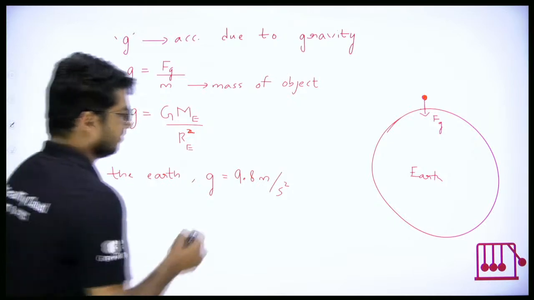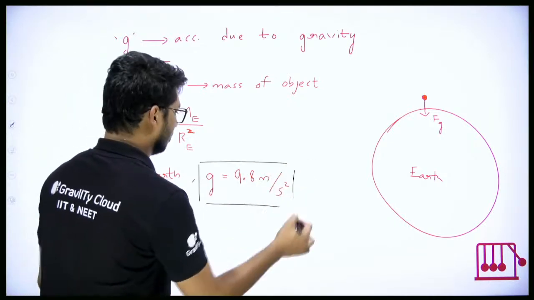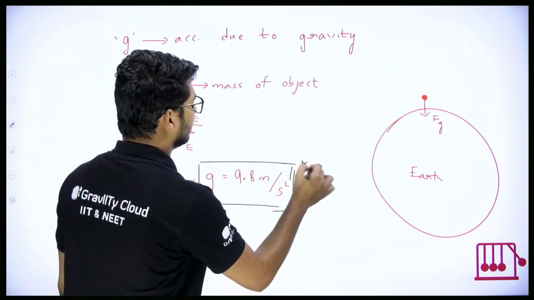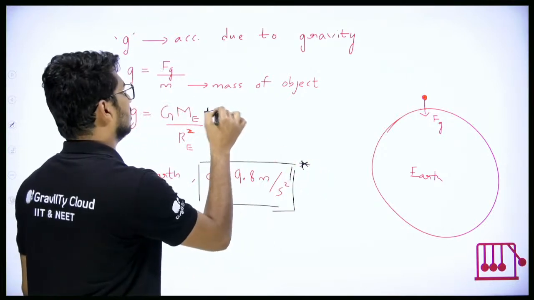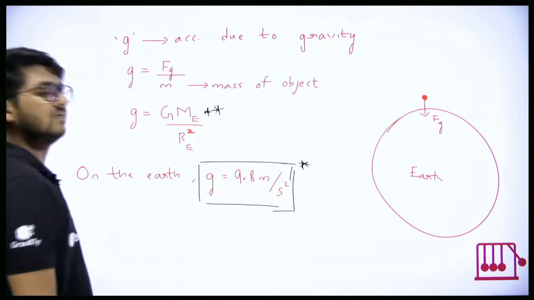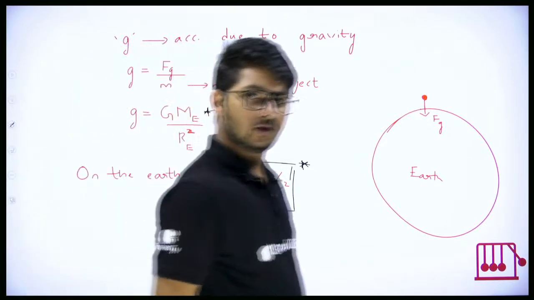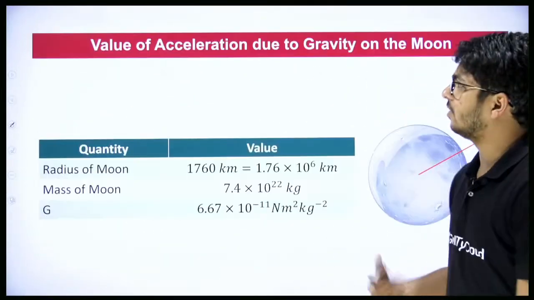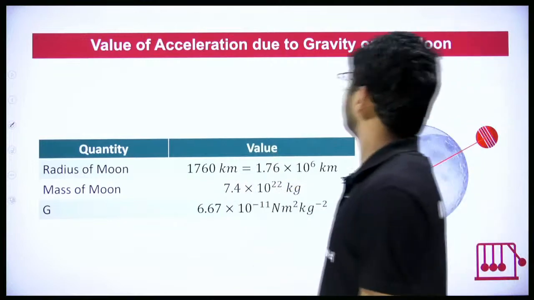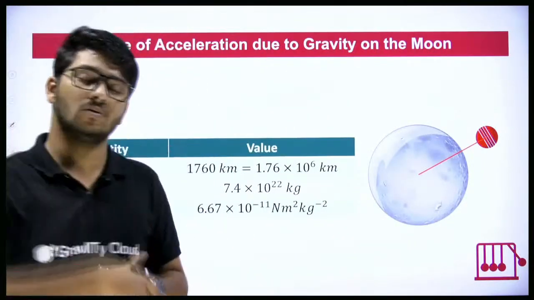Okay, so we have done the derivation and we got this formula. We got this value, and that value should be remembered as well as this formula. Both of them should be remembered. Okay, good. Now we'll go into the value of acceleration due to gravity on the moon.